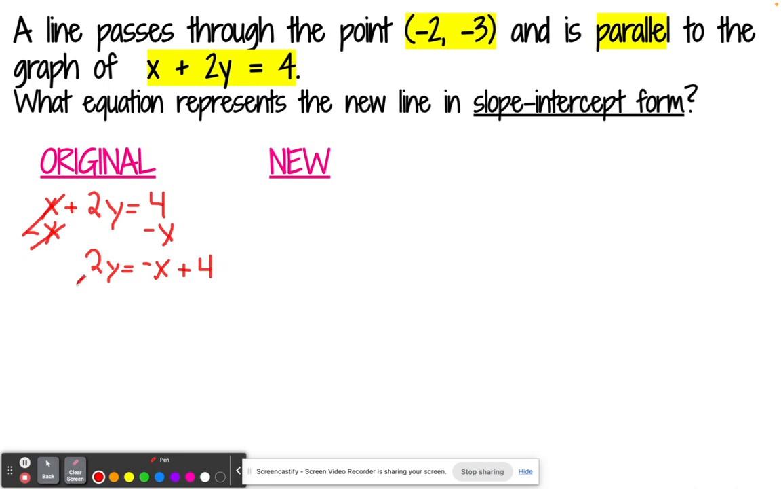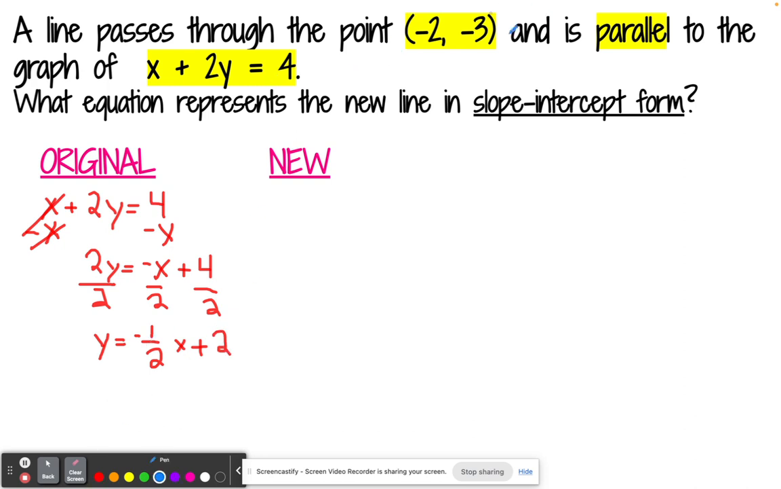And last, let's divide everything by 2. And I get y equals, well, negative x divided by 2 is negative 1/2 x. And 4 divided by 2 is a positive 2. So now I know my slope. My slope is negative 1/2.